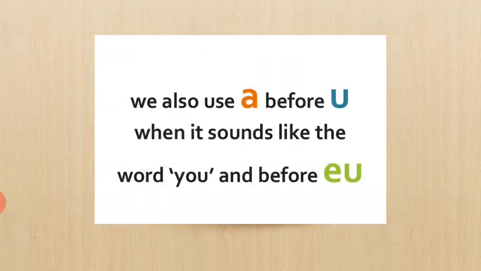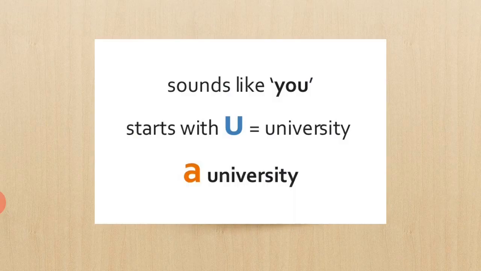We also use a before u when it sounds like the word you, and before eu when it sounds like the word you. How? Through example, I'll explain it to you. Sounds like you, starts with U, equals university. If you see the word university, children, its initial sound, its beginning sound is Y. That's a consonant sound. So we use a with it.